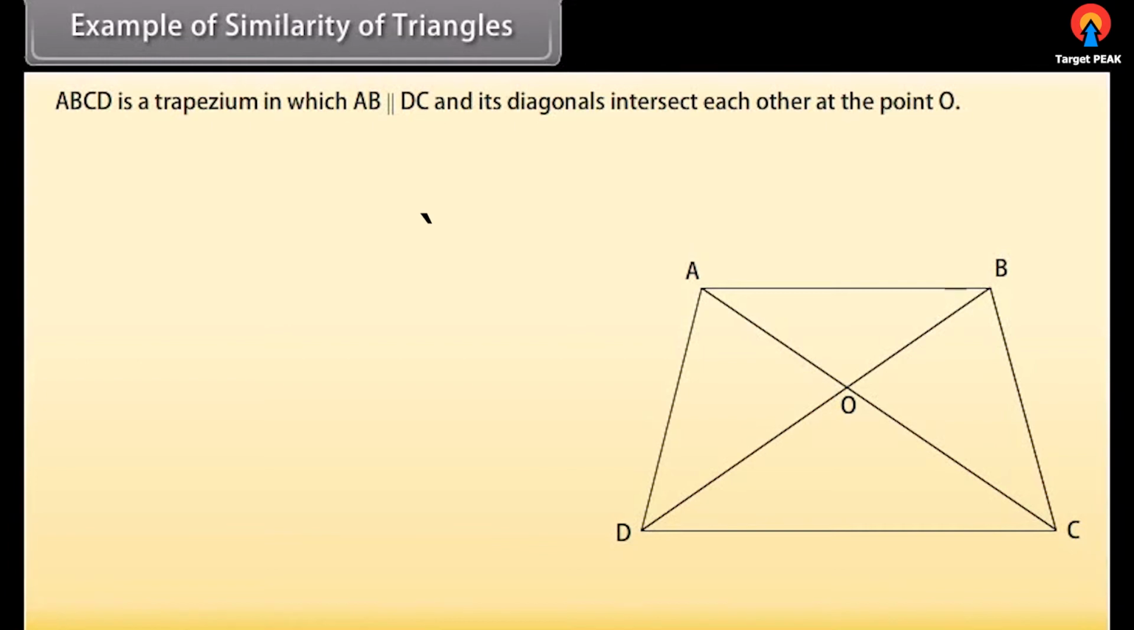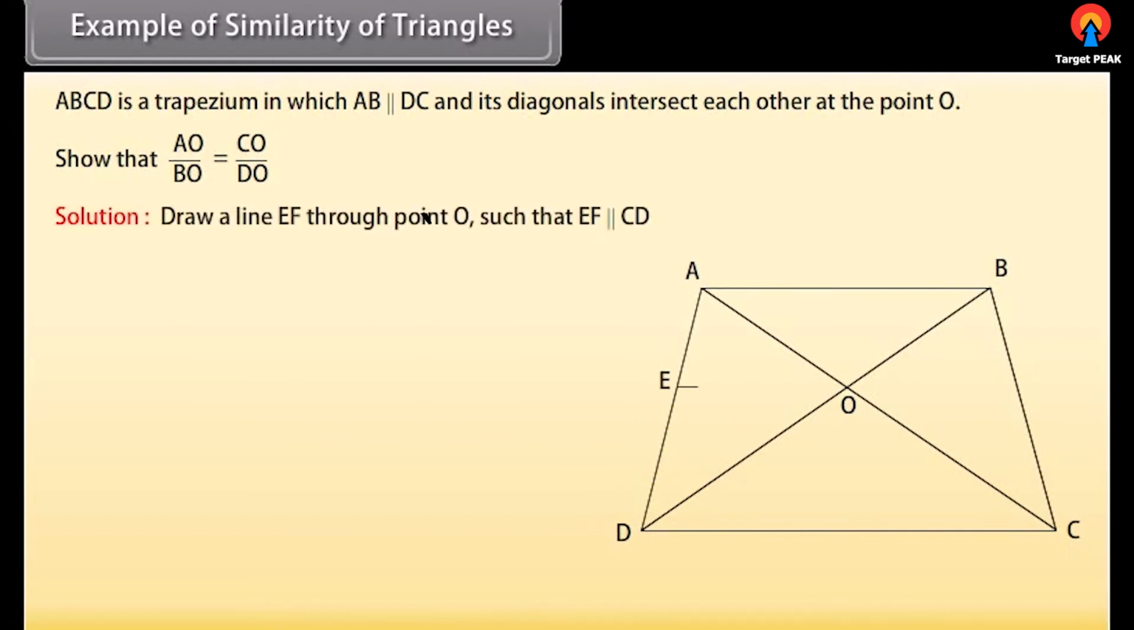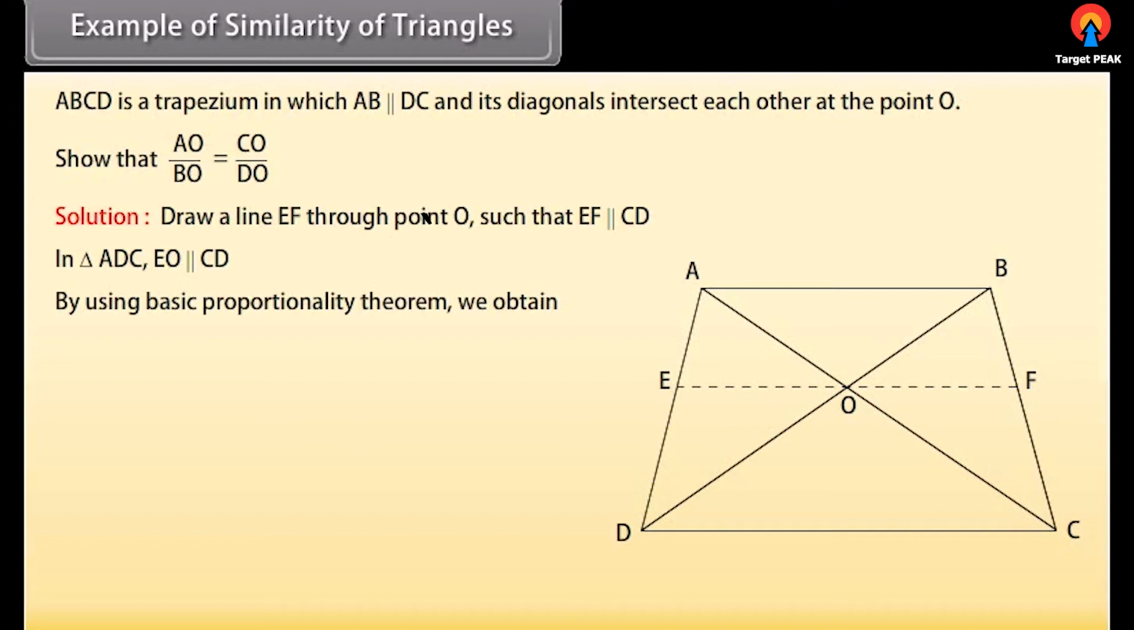ABCD is a trapezium in which AB is parallel to DC and its diagonals intersect each other at the point O. Show that AO/BO = CO/DO. Draw a line EF through point O such that EF is parallel to CD. In triangle ADC, EO is parallel to CD. By using basic proportionality theorem, we obtain AE/ED = AO/OC.